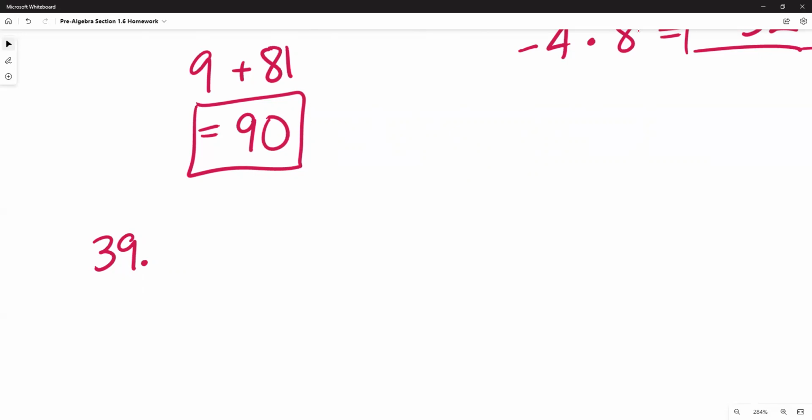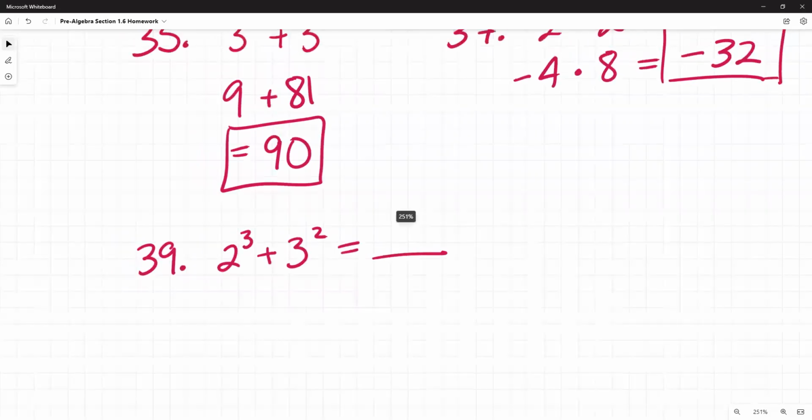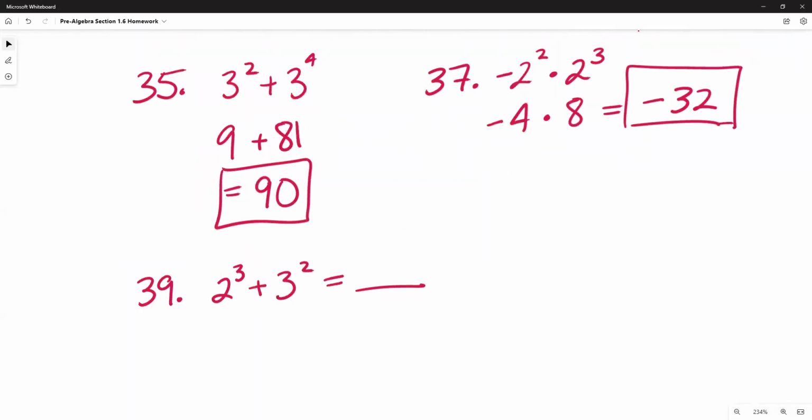Goodness. Number 39, Isaiah. 2 cubed plus 3 squared. Zachary, make sure you write down the one you did. These will be great examples during a quiz. This is 8 plus 9, which is what? Yep. You got the easy one.